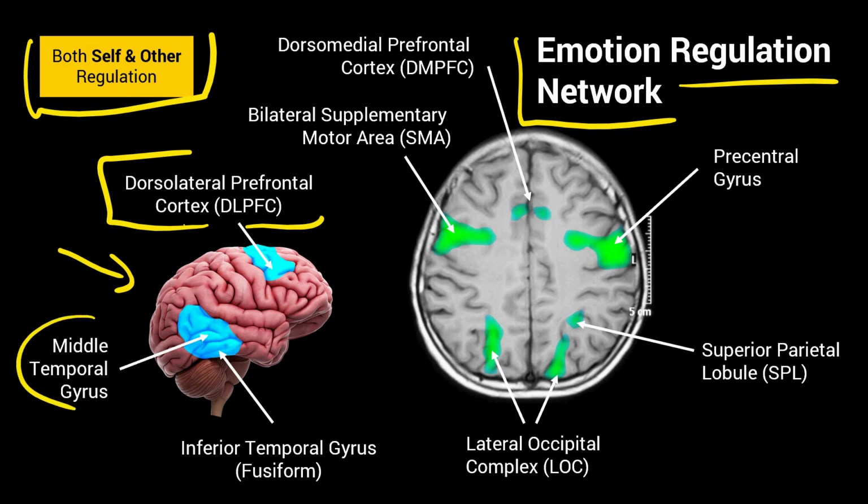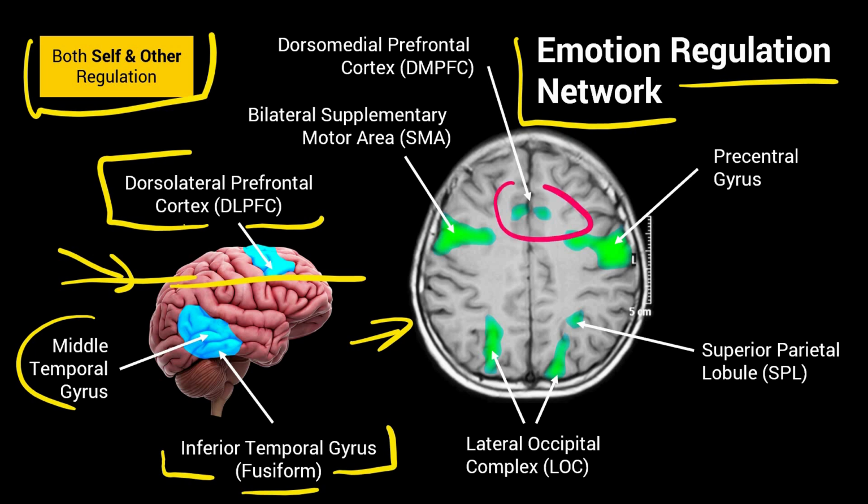We can see the middle temporal gyrus activating along with the inferior temporal gyrus, which is further deeper into the brain, connected to the fusiform gyrus. And then when we take a bit of a slice here of the brain around there, we can see this picture on the right hand side, where now in the middle the dorsomedial prefrontal cortex is activating. There's a supplementary motor area that is activating.